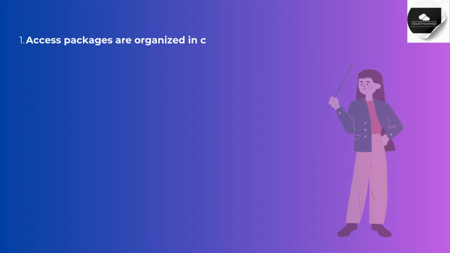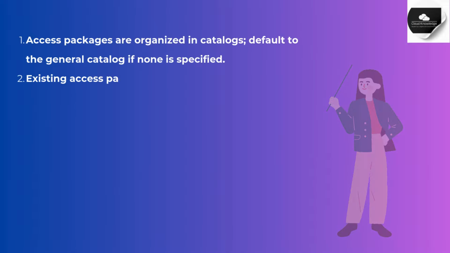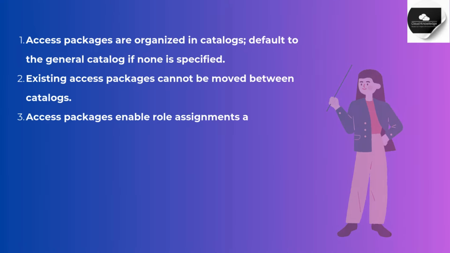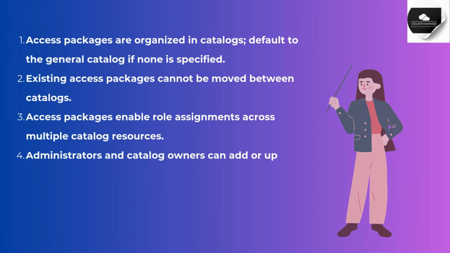Access packages are organized within catalogs. If no specific catalog is chosen, the package is placed in the general catalog. Existing access packages cannot be moved between catalogs. They allow roles to be assigned across multiple catalog resources.